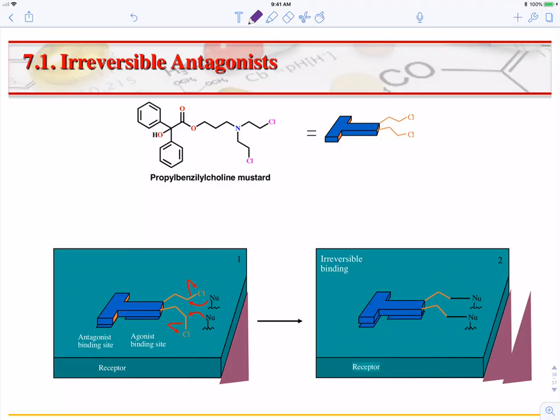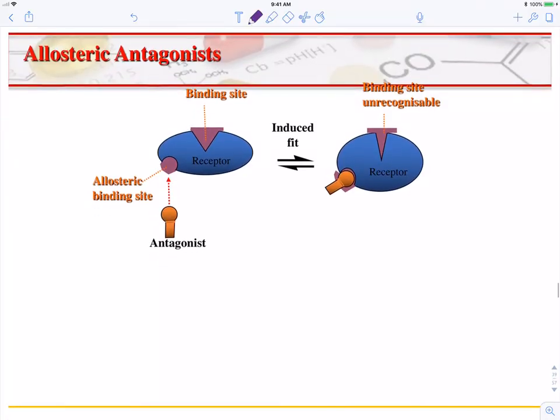are the propylbenzylcholine mustard, which is an analog of benzylcholine mustard, and basically they work on the acetylcholine receptor. What they do is, upon binding to the acetylcholine receptor, they react with nucleophilic sites on the receptor, and so here we have chlorines that are good leaving groups, resulting in irreversible binding and irreversible inactivation.